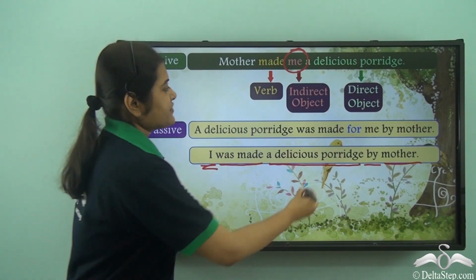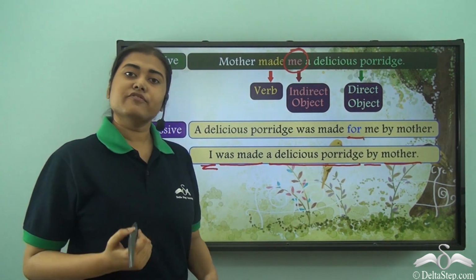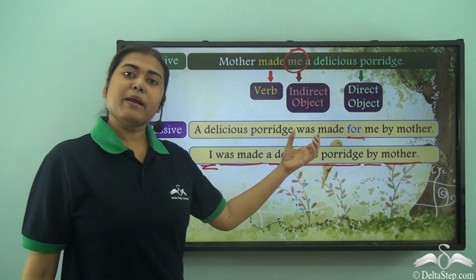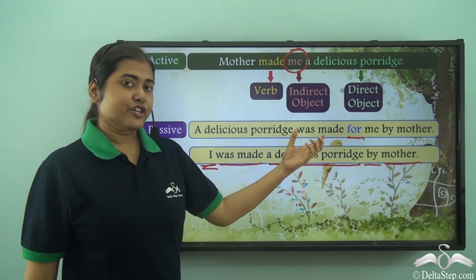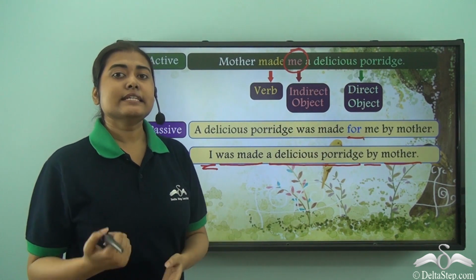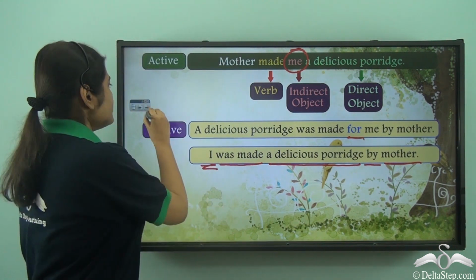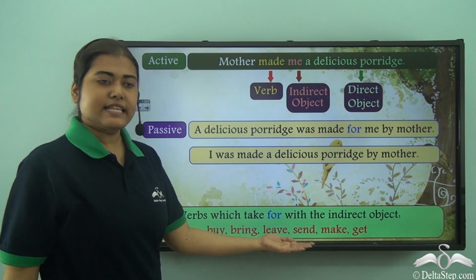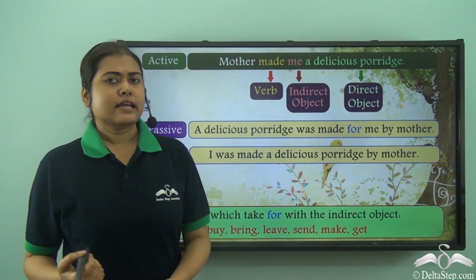Now, just as we have used the preposition for here, there are many other verbs which will require the preposition for after it and before the indirect object. So, such verbs are bring, buy, leave, send, make, get, etc.